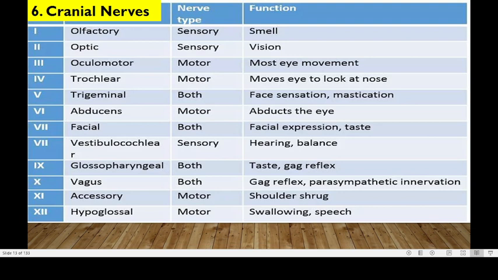Number 8, you're testing hearing using the Rinne and Weber tests and the whisper test. Number 9, you're looking at taste and the gag reflex. The gag reflex is also very important in number 10, along with parasympathetic innervation. Number 11, we ask the patient to shrug the shoulders and then apply some force. If they are not able to hold it, then the accessory nerve is impaired. Lastly, swallowing and speech test the hypoglossal nerve.